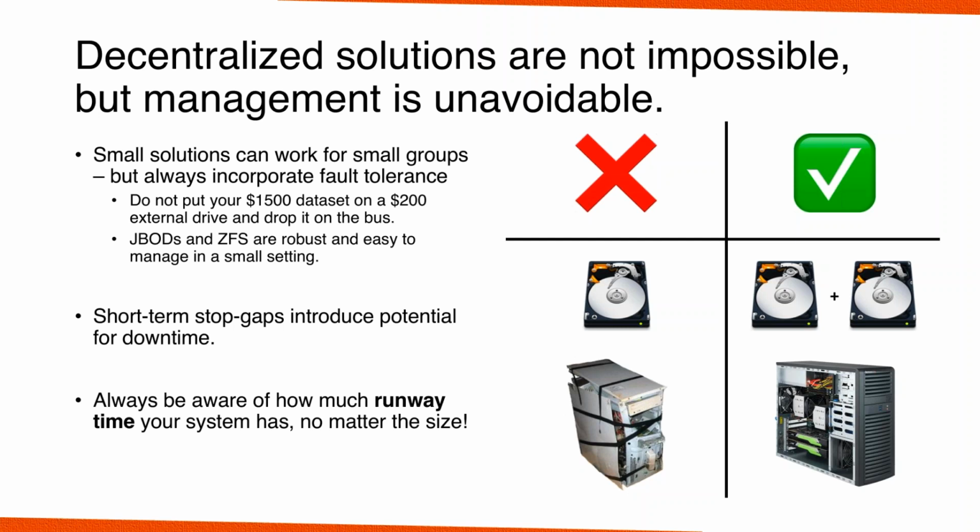So you can use something like just a bunch of drives in ZFS. That gives you redundancy and that gives you speed, but you've got to put in the time to manage it. Keep in mind that these are short-term stopgaps. If you have a decentralized small system, you're inevitably going to be running on a shorter runway time, and you need to be really active and prepared for when that fills up, because smaller systems are going to fill up a lot faster, especially with newer hardware.